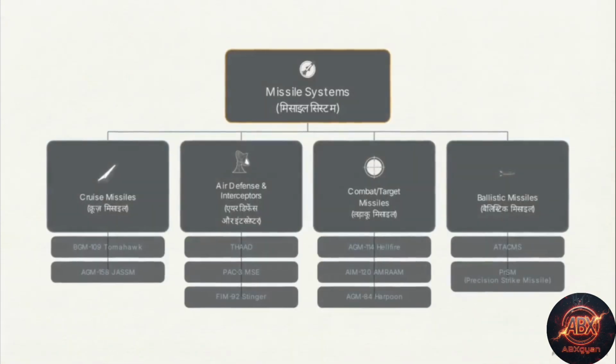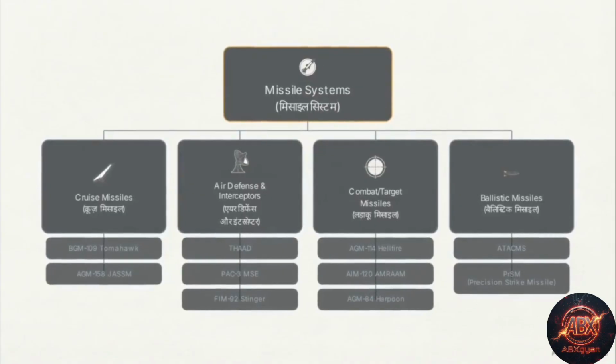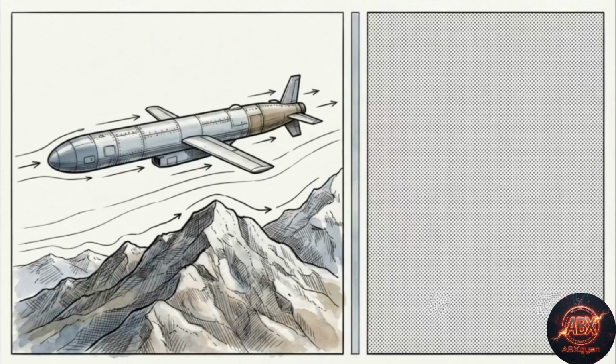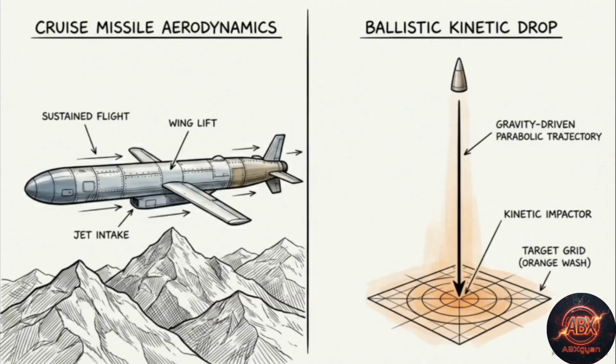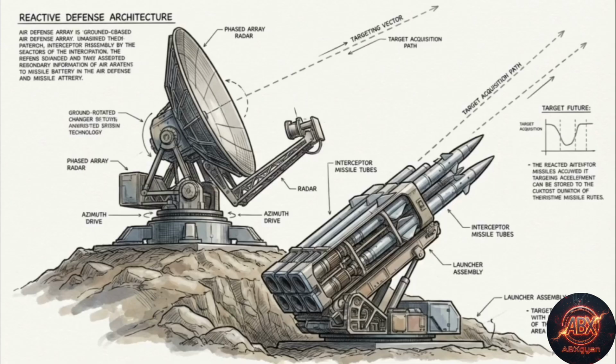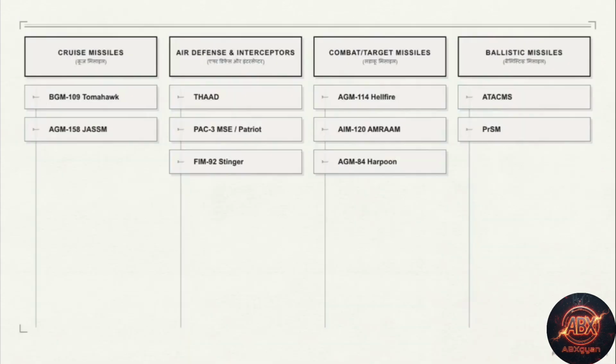Reviewing the complete taxonomy provides a structured view of these complex weapon systems. Missile classification relies on a precise intersection of flight profile, launch vector, and target domain. The sustained aerodynamic flight of a cruise missile occupies one end of the spectrum, while the gravity-driven kinetic drop of a ballistic missile occupies the other. Tactical combat missiles bridge different operational domains, while air defense arrays provide the reactive architecture to counter them. Applying this taxonomic framework organizes a vast array of military hardware into a legible technical matrix.